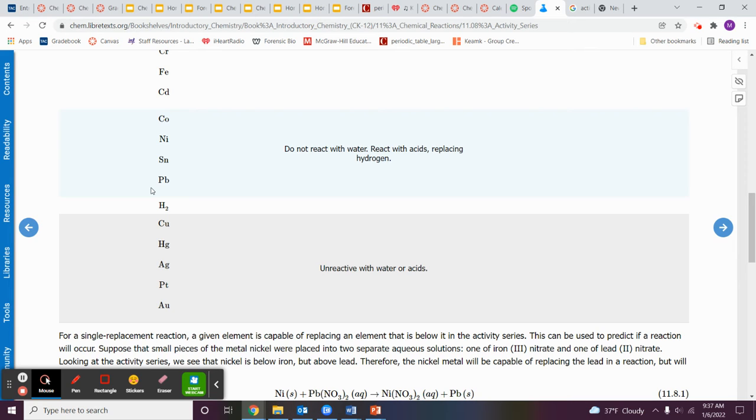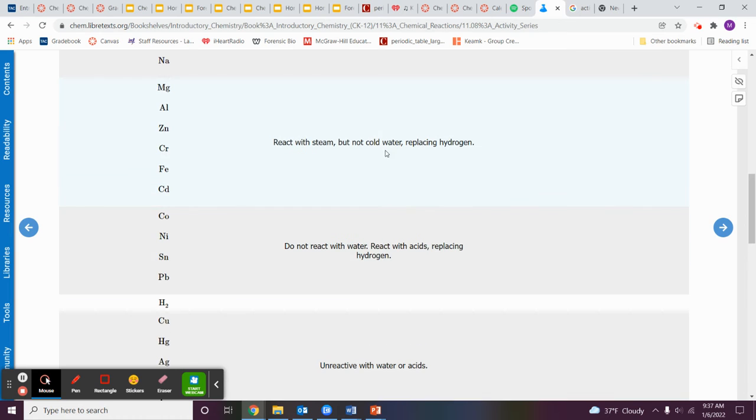Okay, the next line says displace hydrogen from steam. So now water is going to matter whether it's in liquid form or if it's in gas form. So that line, I think on your paper it looks like it ends at iron, but it actually ends at cadmium. So draw a line underneath cadmium to that second line there. That means anything from lithium to cadmium can replace that hydrogen if it's water, and that water has to be in a gas form.